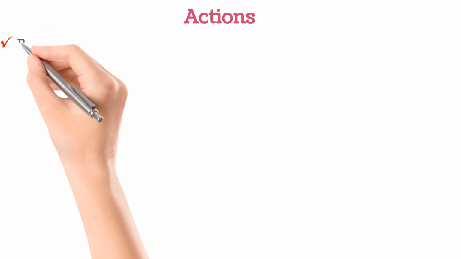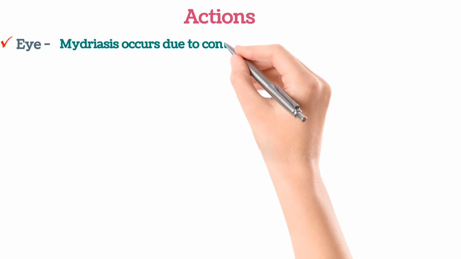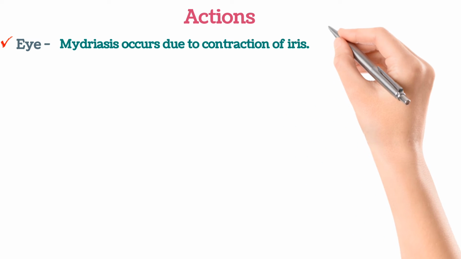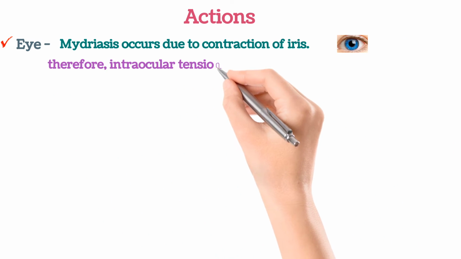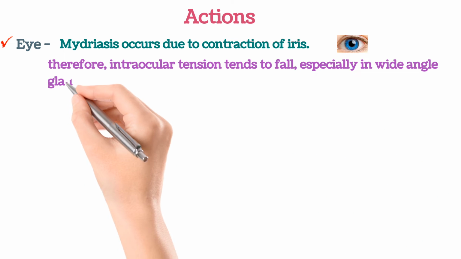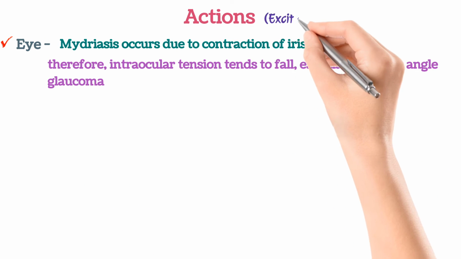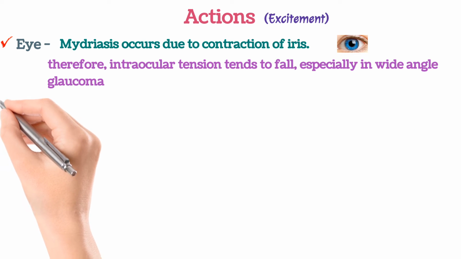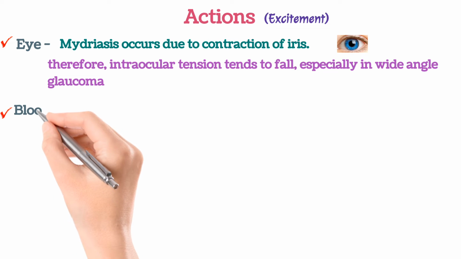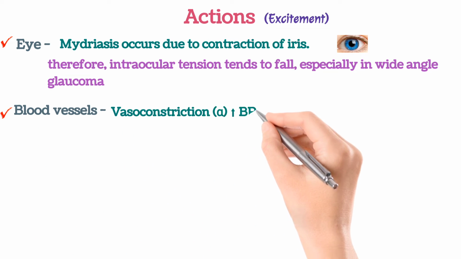Furthermore, we will discuss its action in the eyes. It will produce mydriasis. Mydriasis occurs due to contraction of the iris dilator muscle. Therefore, intraocular tension tends to fall, especially in wide angle glaucoma, so we can say it can be used in glaucoma. And just keep in mind that the actions are related to the excitatory state of our body, like when we are in anger. So second is blood vessels.